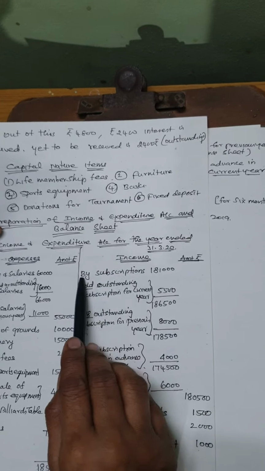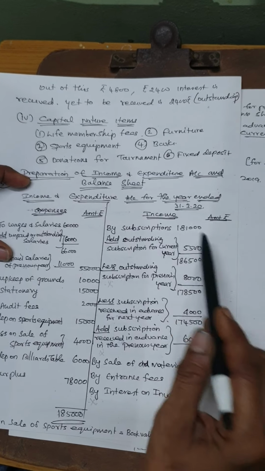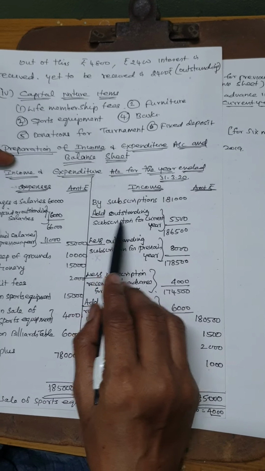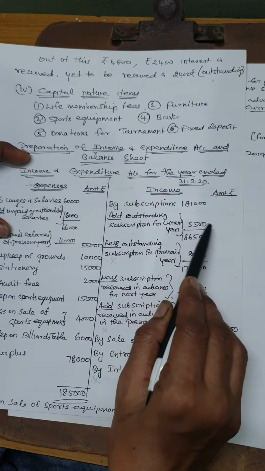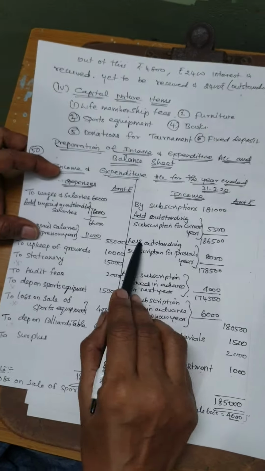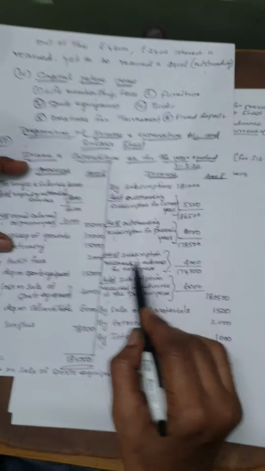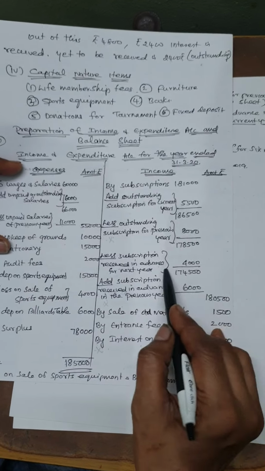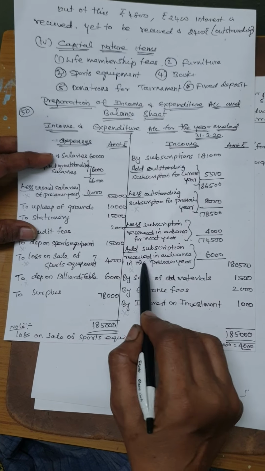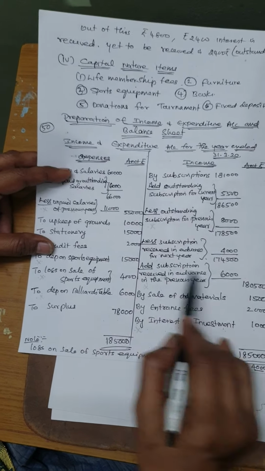Then on the credit side, by subscription 1,81,000 is given in the receipts and payments account. Here also you have to be careful, because two items are given in the adjustment and two items are from the balance sheet. Outstanding subscription for the current year is given in the adjustment, so I have added it. But outstanding subscription of the previous year is given in the previous year balance sheet, so 8,000 is deducted. Then subscription received in advance for the next year is given in the adjustment, 4,000. So it is deducted, because it is related to next year. But subscription received in advance in the previous year is given in the previous year balance sheet, but it is related to the current year, so that's why it's added here.